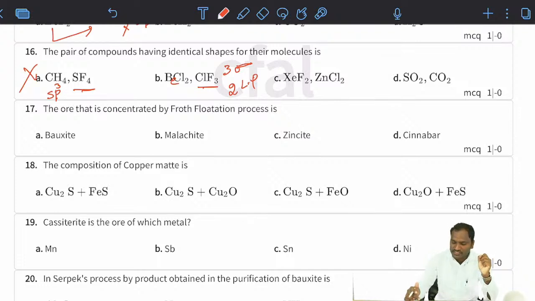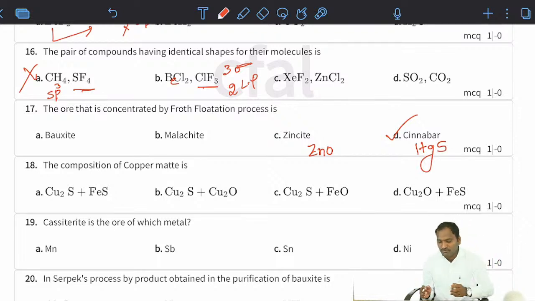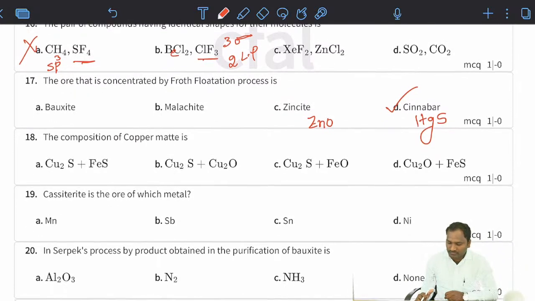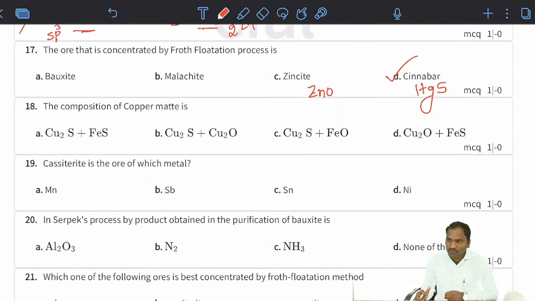Next one, zincite, ZnO. Next one, cinnabar is the ore of mercury. Its formula is mercuric sulfide. Cinnabar, mercuric sulfide. Sometimes they are asking like this: cinnabar is the ore of. Among the following, which is sulfide ore, which is oxide ore, carbonate ores, like that they are asking.